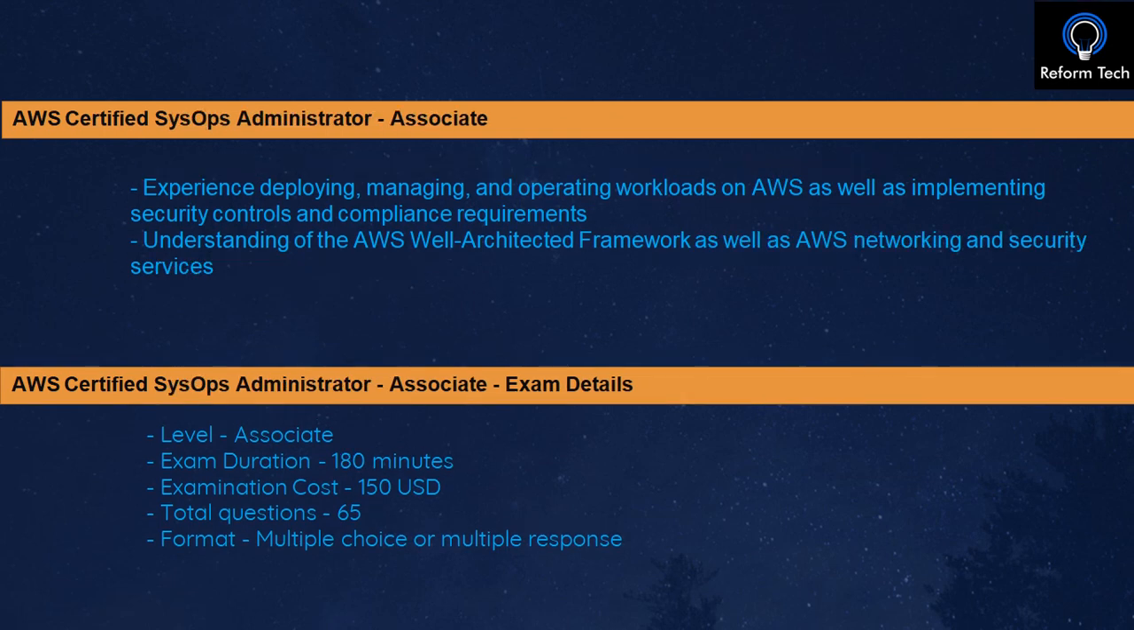The next certificate is AWS Certified SysOps Admin Associate. You should have experience in deploying, managing and operating workloads on AWS as well as implementing security controls. Also you should understand the AWS Well-Architected Framework and networking and security services. And the level is associate again and the exam duration is 180 minutes. Examination cost is 150 USD and total questions are 65.